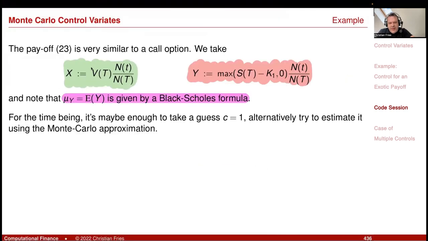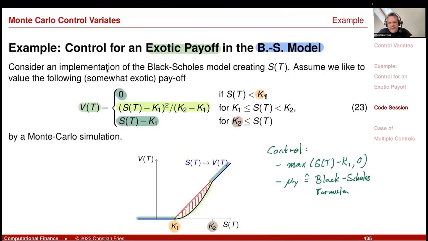Let's calculate now the V of T. The V of T is now this complicated function. You see the V of T actually agrees with the plain one if we are larger than K2. So I have to choose whether I'm larger than K2 or whether I'm smaller than K2.